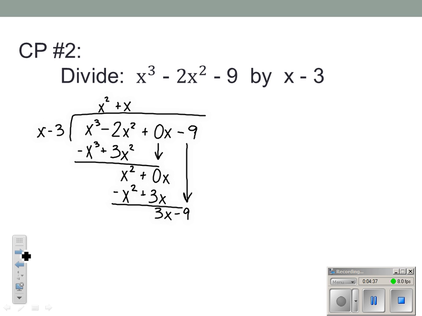Drop your negative 9. x goes into 3x plus 3 times. And I get 3x minus 9. Subtract. And everything cancels out, and this one turned out even again. So my quotient is x squared plus x plus 3. Again, if we were to take that and multiply it by the divisor again, we'd come back to that original dividend.